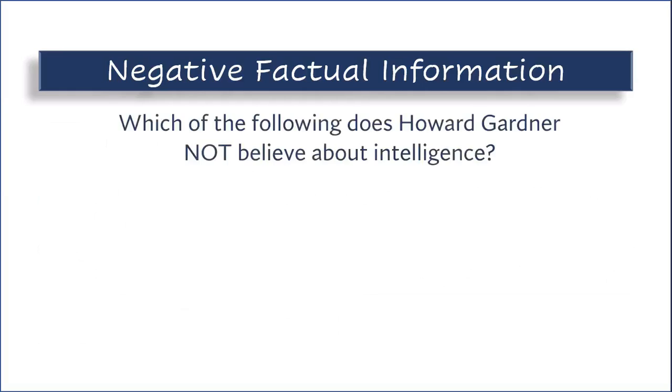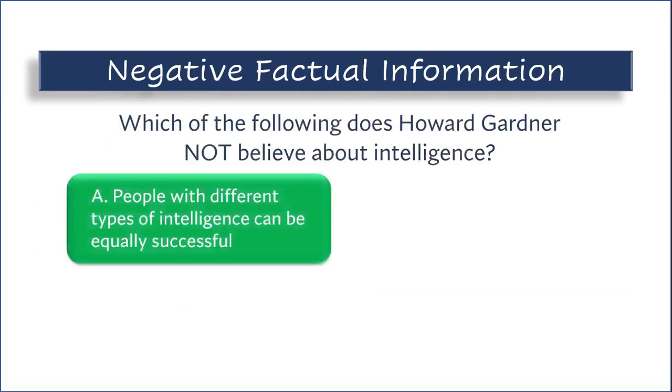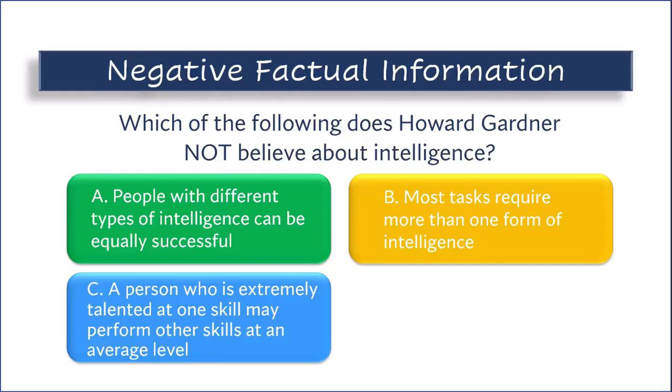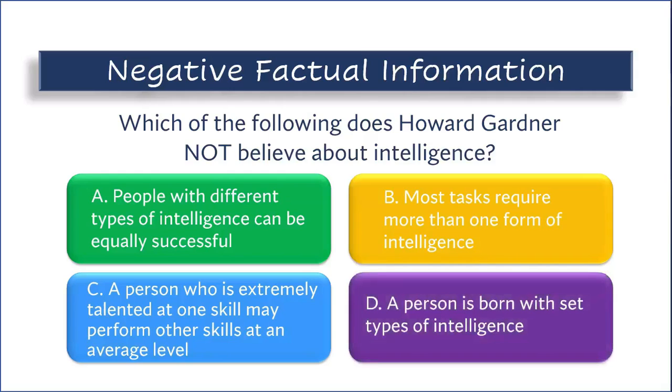Which of the following does Howard Gardner not believe about intelligence? A. People with different types of intelligence can be equally successful. B. Most tasks require more than one form of intelligence. C. A person who is extremely talented at one skill may perform other skills at an average level. D. A person is born with set types of intelligence.